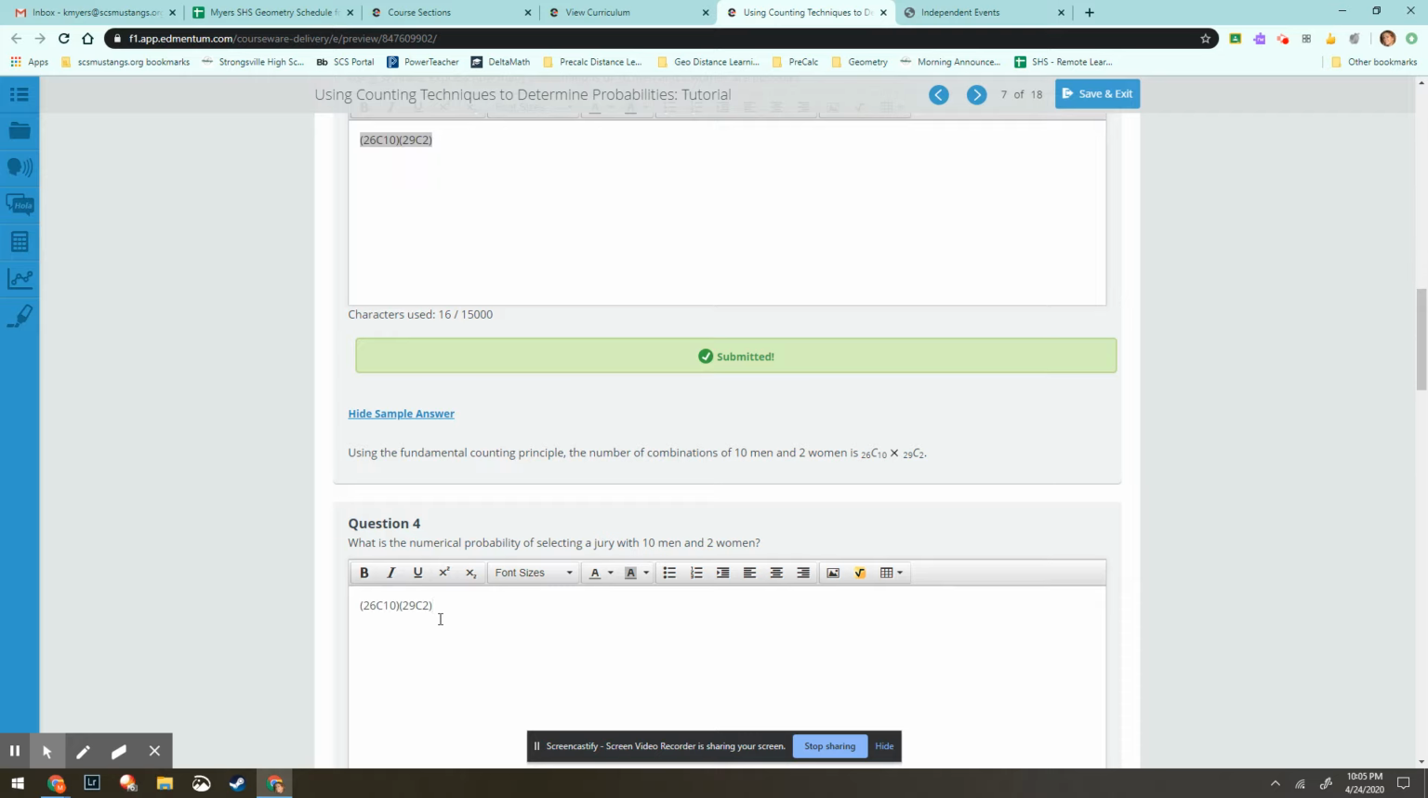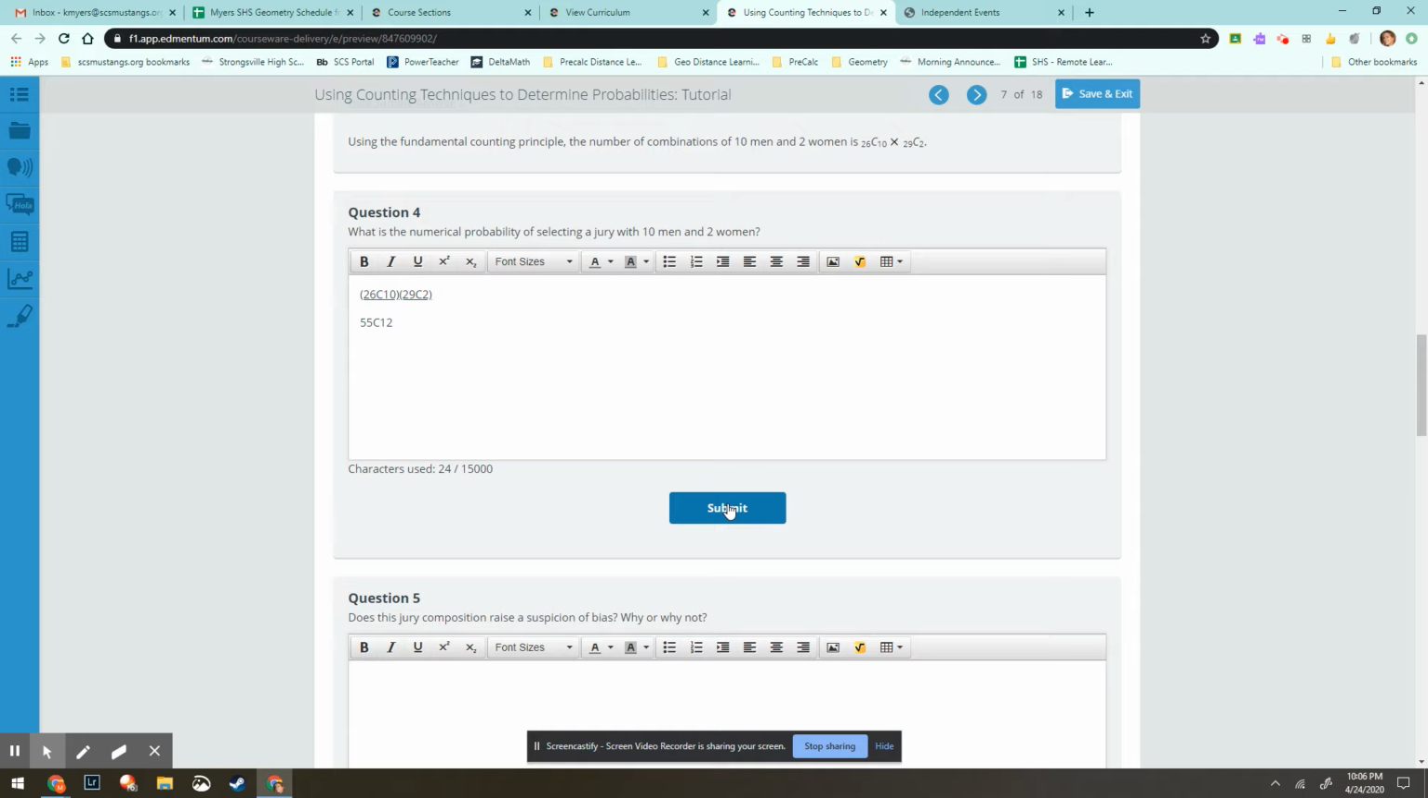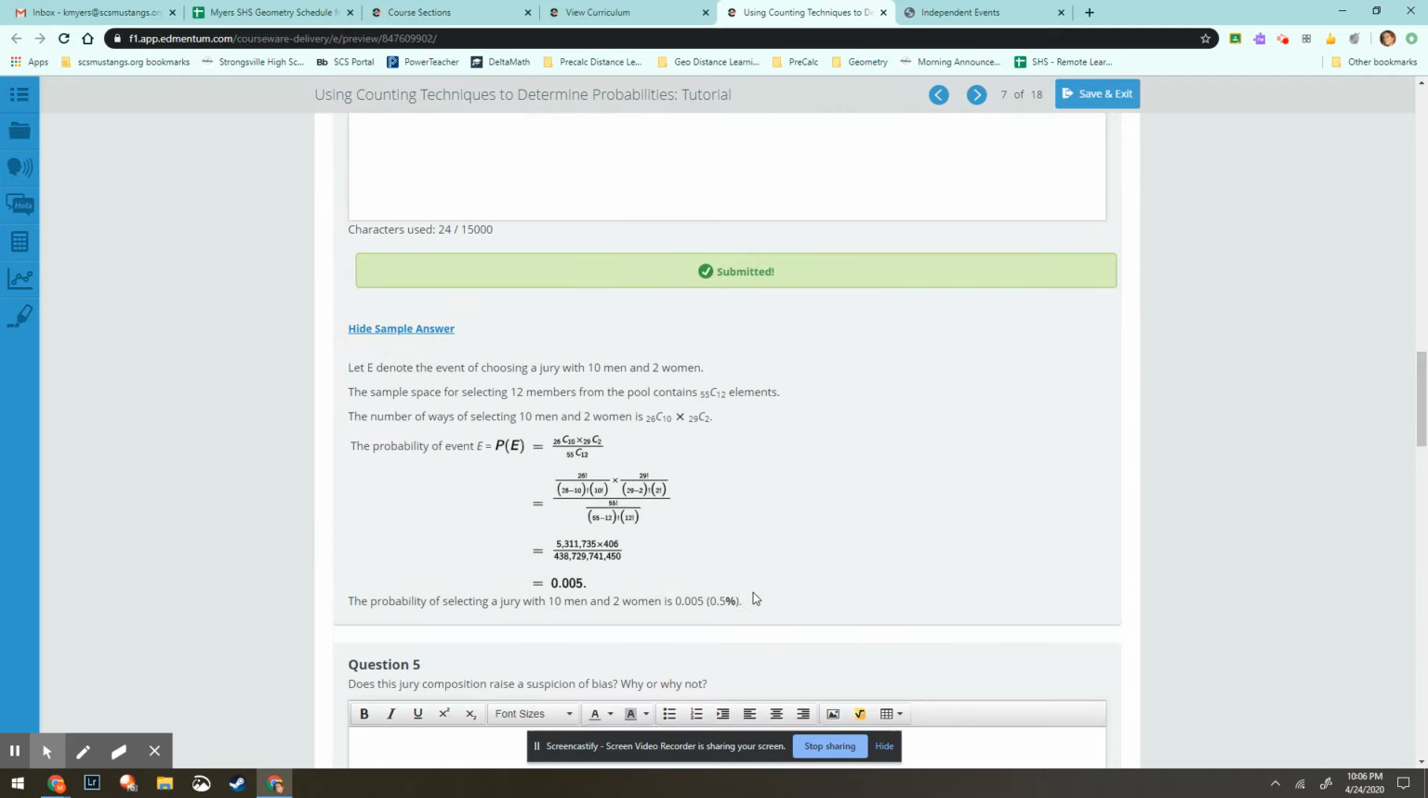And that's the total number of ways that we can come up with 10 men and 2 women. But we need to divide that. And then I need to come up with the total number of ways that I could have people. Now, if there's 26 men and 29 women, that means there are 55 people total. So this would be 55, I'm choosing 12 of them. I know that doesn't look super mathematical there, but when I click on this, that's what it is.